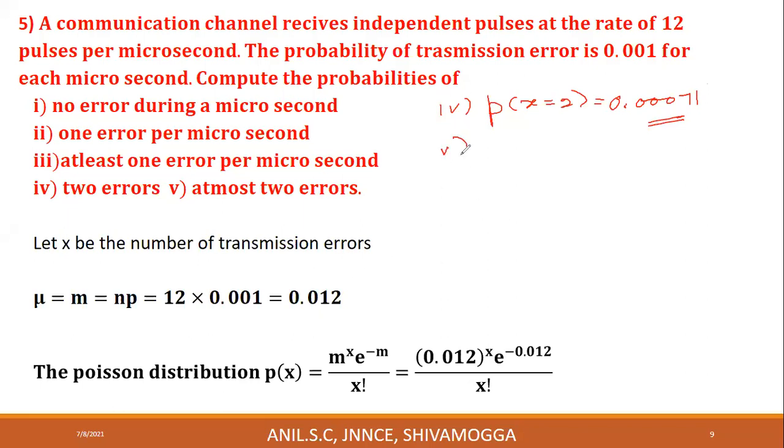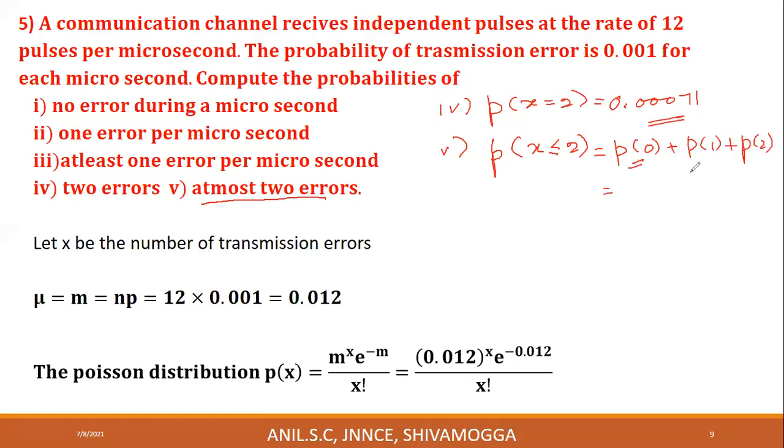Next, last, fifth one. At most 2 errors. At most 2 means 2 is the maximum value attained by x. X cannot take values beyond 2. At most means maximum is 2. Therefore, x is less than or equal to 2. What will be the expansion? P of 0 plus P of 1 plus P of 2.